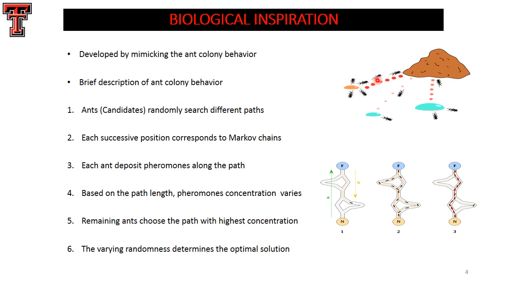Each move of the ants can be considered as a part of a Markov chain, because the probability of the move depends only on the current value and not on the previous values. An important property of the pheromones is their ability to evaporate in the course of time.